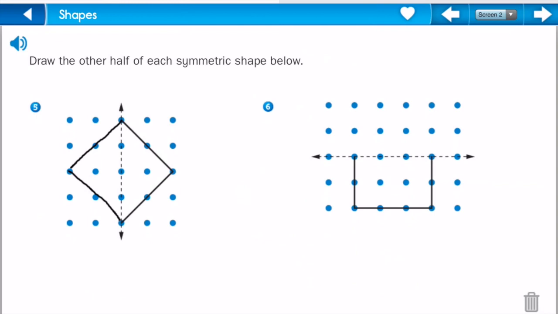So it looks like it goes 3 dots down and then 4 dots over. So I'm going to go 3 dots up. I'm going to go 3 dots up over here, and then I'm going to connect them. And there's the other half of that symmetric shape.